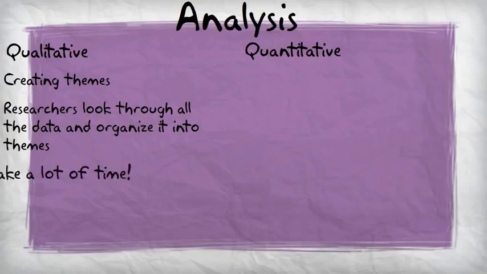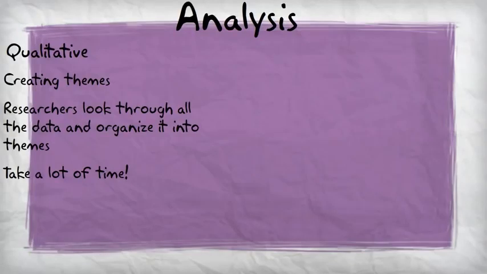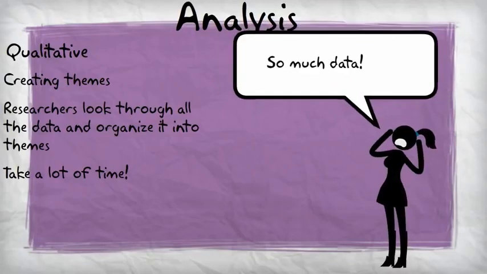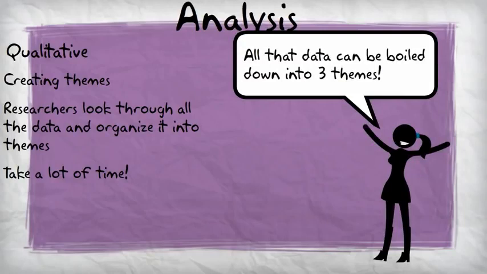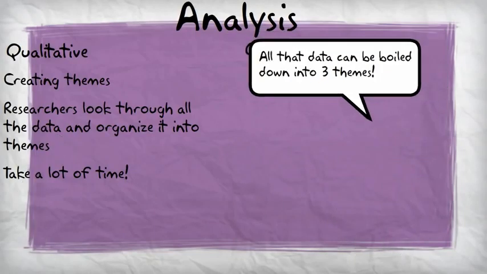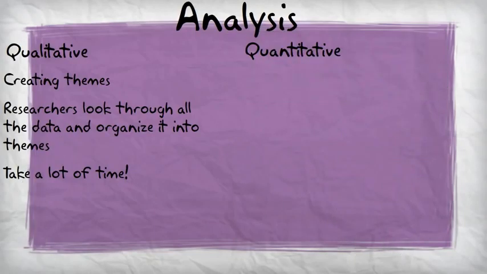This can take a considerable amount of time. There are often pages and pages of interview transcripts to read. For example, let's say a researcher interviewed students about their experience eating healthy on campus. From the interview, there were over 80 pages of interview text to read. From those pages, the researcher was able to analyze the data and group it into three major themes, which were students believed that there was a lack of healthy options on campus, the students believed the healthy options were too expensive, and they felt that unhealthy options were just too tempting.